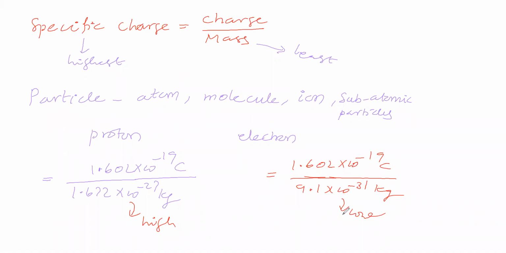Now you are given these particles: neutron, alpha particle, electron, and proton. Now we have to compare the specific charge of these particles.